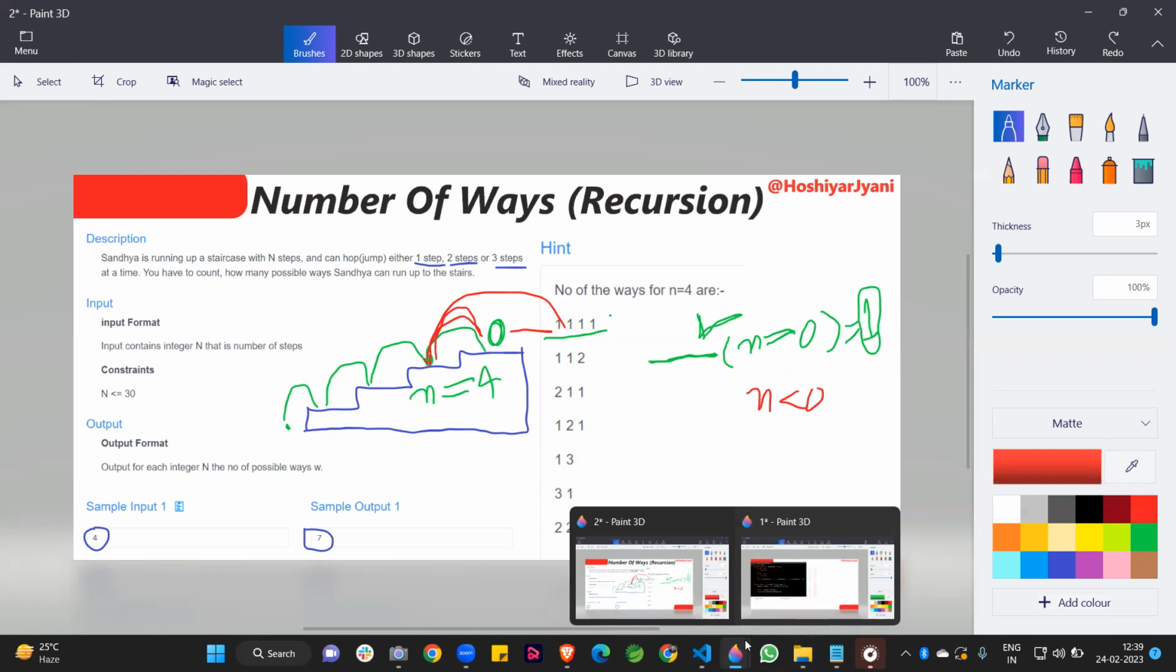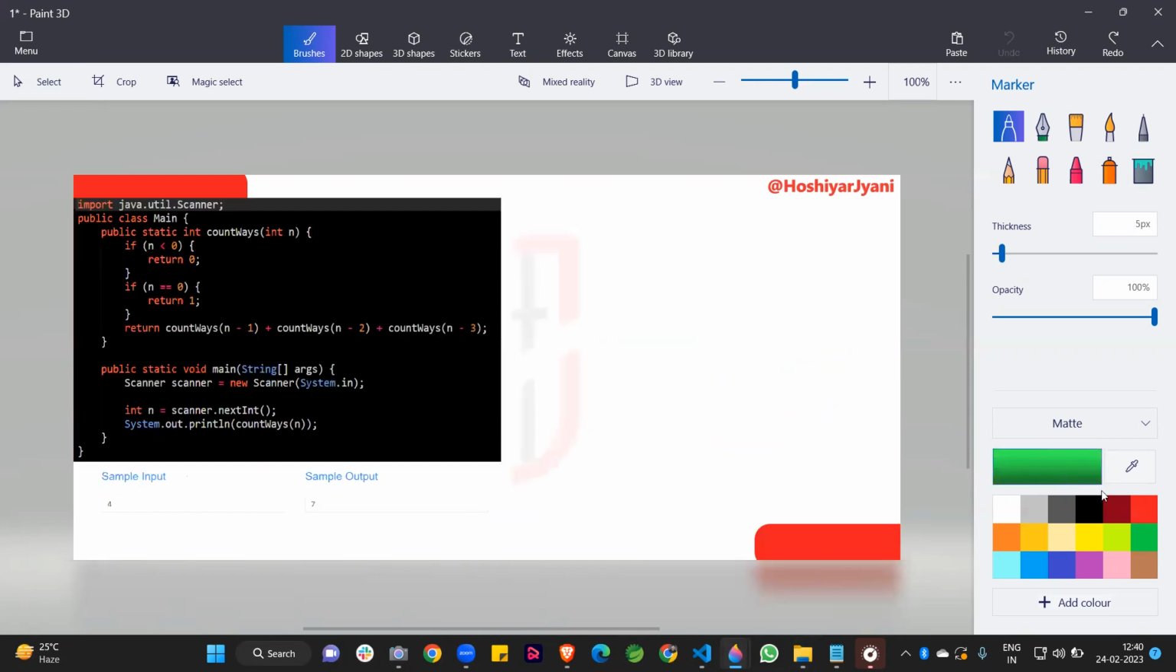So I am opening the second slide. So guys, you can see here in this question, this is our Scanner class for taking input. And after that, this is our main method. I am creating a Scanner class object for taking input. And the value of steps, like here, is 4. The n value is 4 here. Okay. So I am storing the value in n.